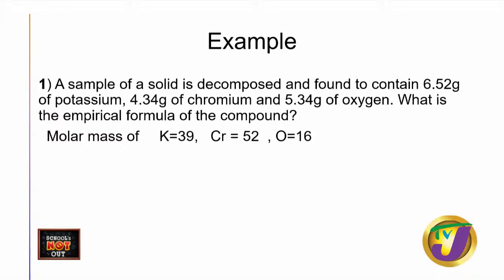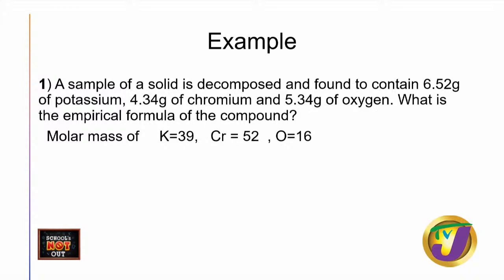Here it says a sample of a solid is decomposed. Decomposed means that it's broken down. And we found it to contain 6.52 grams of potassium, 4.34 grams of chromium, and 5.34 grams of oxygen. What is the empirical formula of the compound? And here you see the molar mass of the 3 elements that are present for our question.